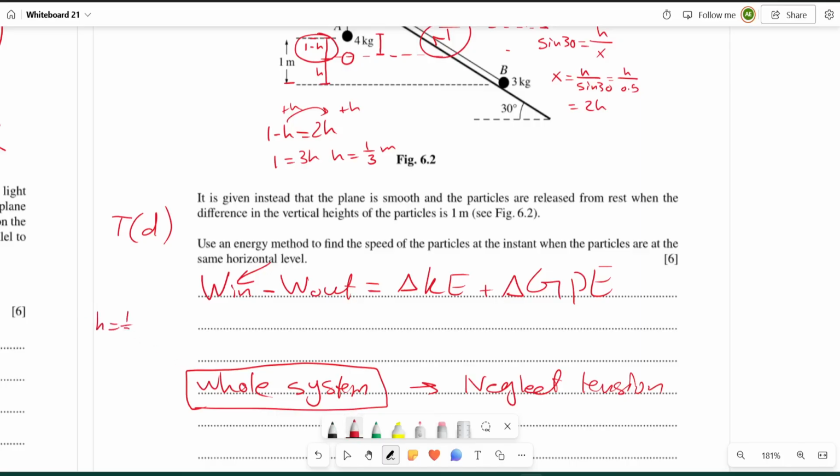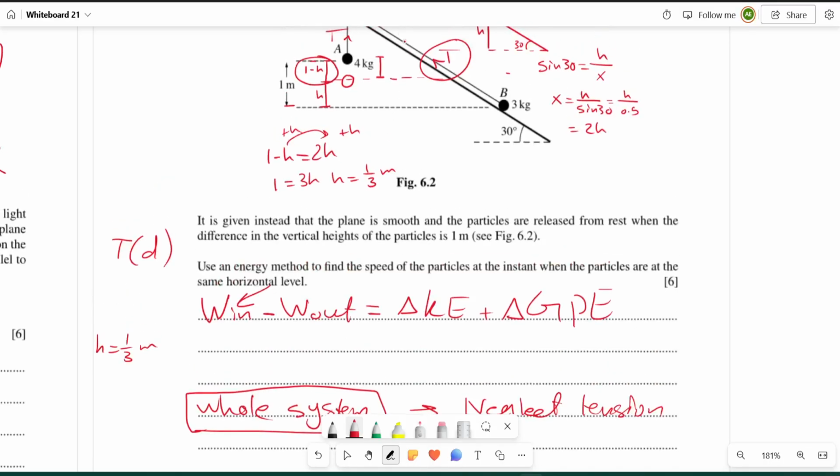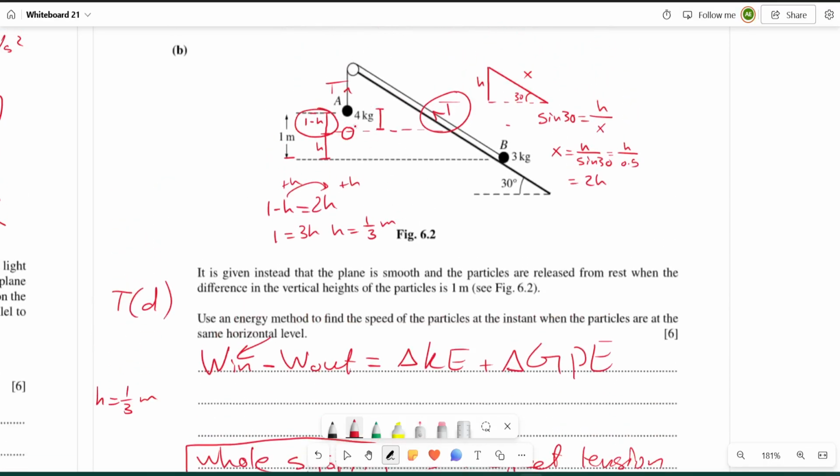H equals 1 over 3 meters. Let me write it over here. So the whole system: is there any external force that is not tension, because we're neglecting tension, and not weight, because we said we're going to account for weight in GPE, that is giving any energy to my system? No. A is going to fall downwards, B is going to move upwards. There is no external force that's going to cause this type of work. So work in is going to be 0 for the whole system.